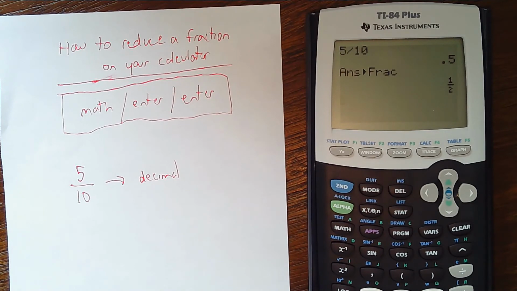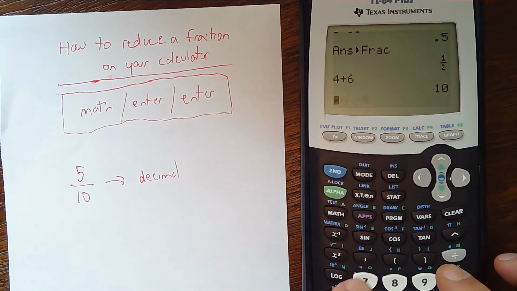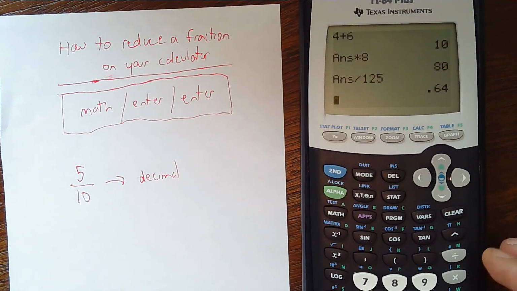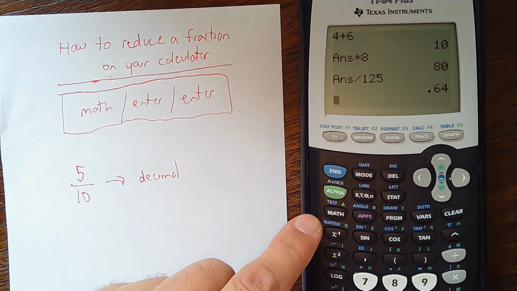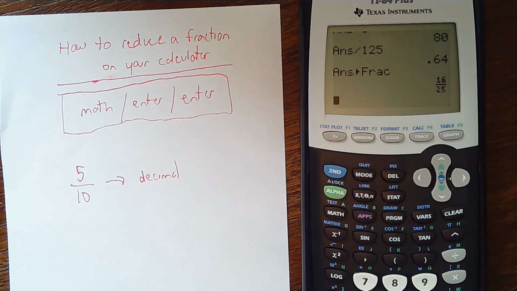And anytime you do any math at all on your calculator and you get a decimal answer, you can always convert it into a fraction by doing that. So let's say, for example, I'll just do 4 plus 6, enter that, and then times 8, enter that, and then divided by 125 and enter that. And now I just want to turn that back into a fraction. So hit math, enter, enter, and there's my result, 16/25 in its smallest form, most reduced form.